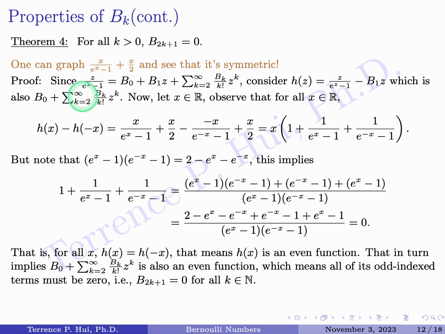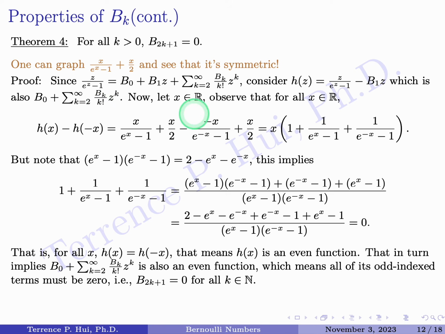First, you need to consider this function, x over e to x minus 1 plus x over 2. But before we do that, why would we do that? Let's start from the beginning. Remember, z over e to z minus 1 is b sub 0 plus b1z plus this infinite series, right? If I were to move b1z to the left, I'm going to be left with just b sub 0 plus this series. So consider a function h of z as z over e to z minus 1 minus b sub 1z, because I'm moving this b sub 1z to the left. If I move the b sub 1z to the left, all I have left is just b sub 0 plus this infinite series. So in other words, h of z is b sub 0 plus this infinite series.